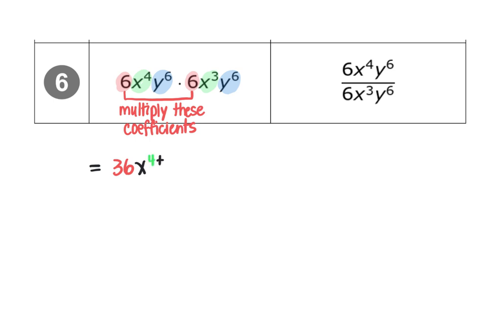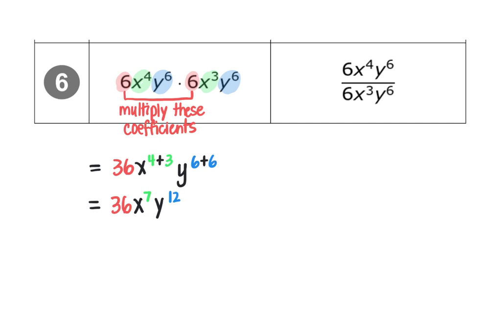We'll deal with the x because we'll go x to the power of 4 times x to the power of 3, which will give us x to the power of 4 plus 3, or x to the power of 7. In terms of the y's, we'll have y to the power of 6 multiplied by y to the power of 6, or y to the power of 6 plus 6, which is y to the power of 12. Altogether, we'll have 36, x to the power of 7, y to the power of 12.